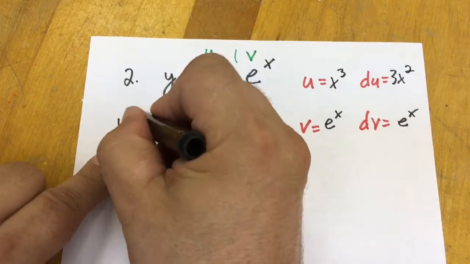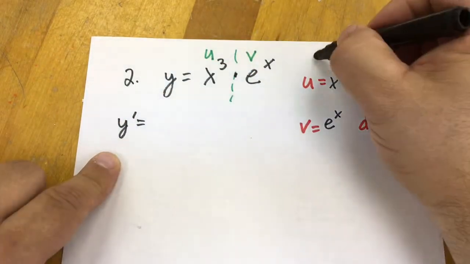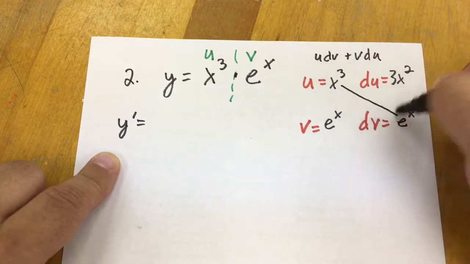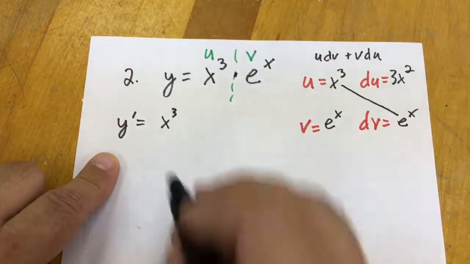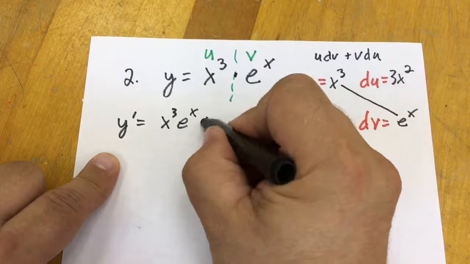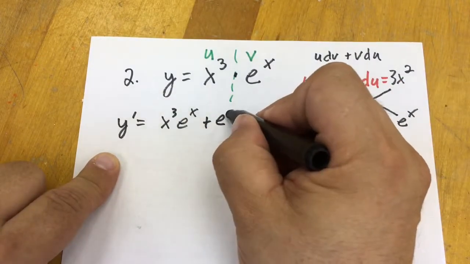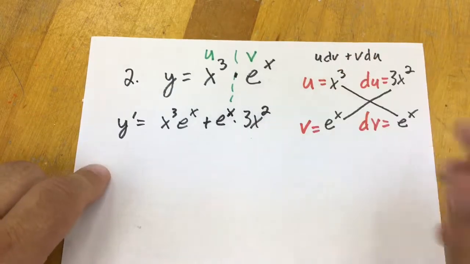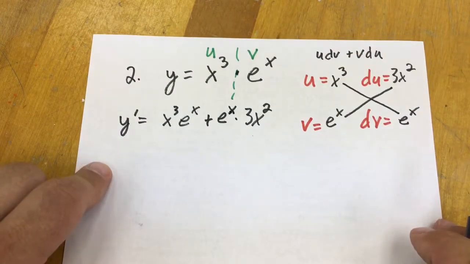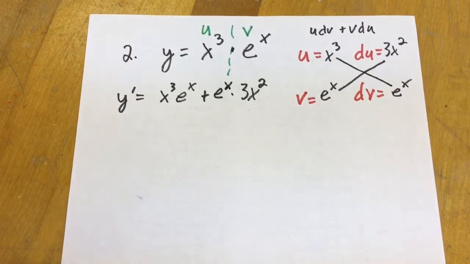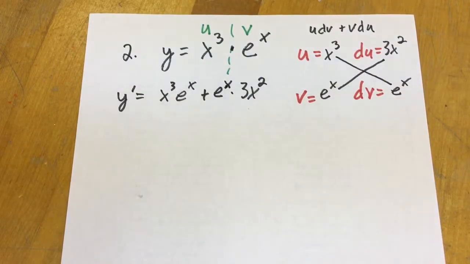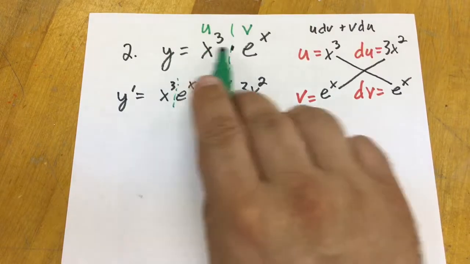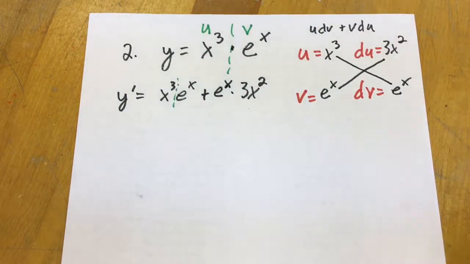So the first derivative is going to give me u dv plus v du. u dv, that's x cubed e to the x, plus v du. e to the x times 3x squared. Now I have to find the derivative of this. Hey, I'm going to have to use product rule again. But notice, the product rule of x cubed e to the x is already here. So half the work is done.